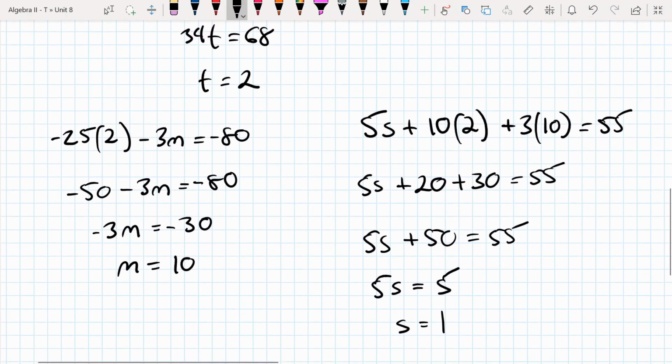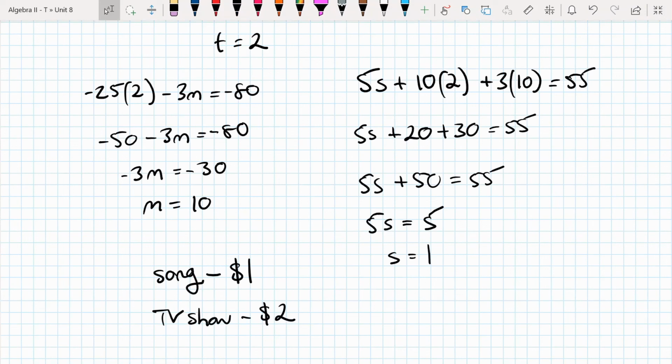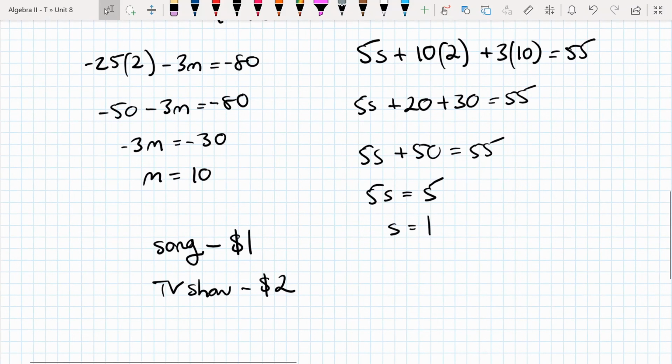Okay? So that will give us our answer now. So the price of one song to download is $1. The price of one TV show to download is $2. And then the price of one movie to download is $10. That's the answer for this question.